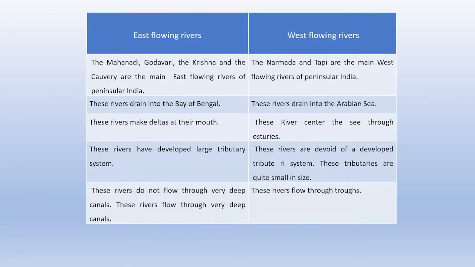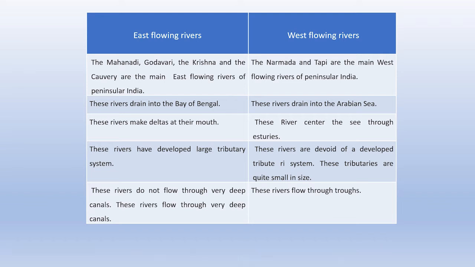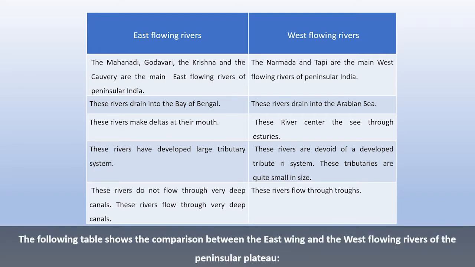The following slide shows the comparison between the east-flowing rivers and the west-flowing rivers in a tabular form. Let's read the table to understand. East-flowing rivers. The Mahanadi, Godavari, Krishna and Kaveri are the main east-flowing rivers of peninsular India. West-flowing rivers. The Narmada and Tapi are the main west-flowing rivers of peninsular India.